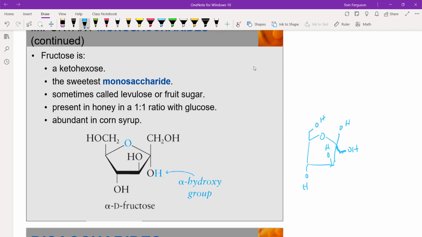So that would be the beta hydroxy. In other words, this group goes down, this goes up. Fructose is in the news a lot, being bad for you. It's super sweet compared to sucrose, for example. It's super sweet compared to glucose and galactose. In fact, as I mentioned before, it used to be given to diabetics because they could use significantly less of it and get the desired level of sweetness.